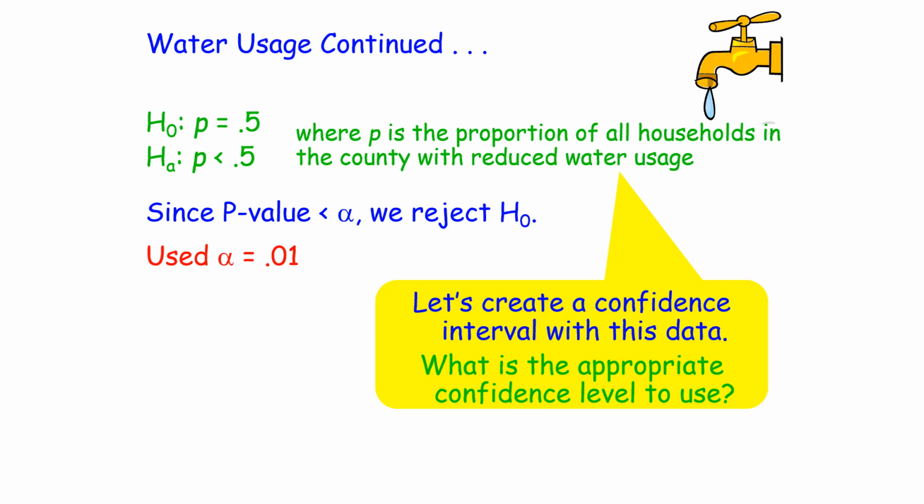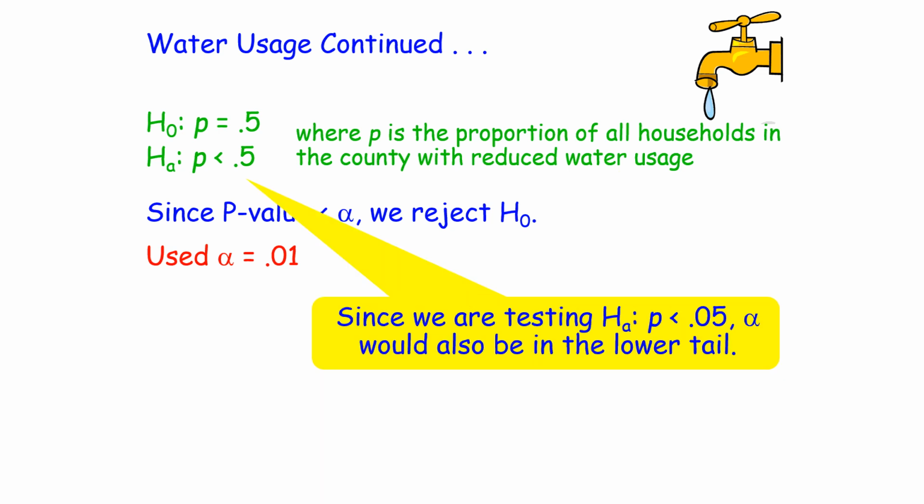So let's create a confidence interval with this data. What is the appropriate confidence level to use? Well, since our alternative hypothesis is that p is less than 0.5, alpha would also be in the lower tail. I had to fix that typo.